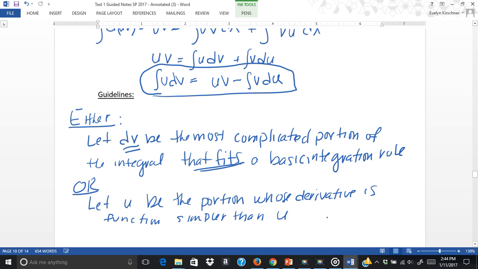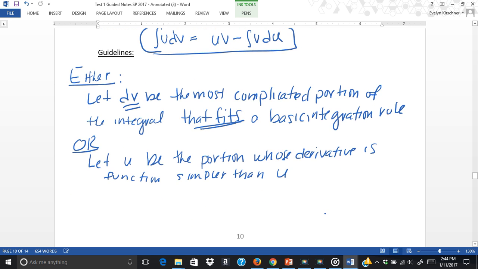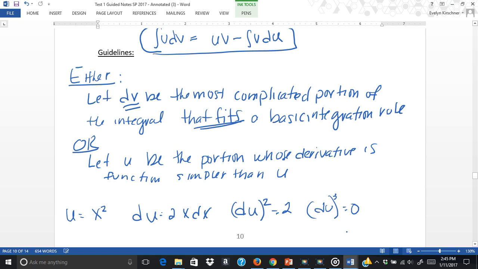So to give you an idea of what I mean here, if my function was x squared, my derivative is 2x dx. And see how this is a simpler function? So I took the derivative again. I have 2x, the derivative of that is 2. And see how it's getting simpler? And if I took the derivative again, it would be 0. What I'm trying to do is get to something simple.